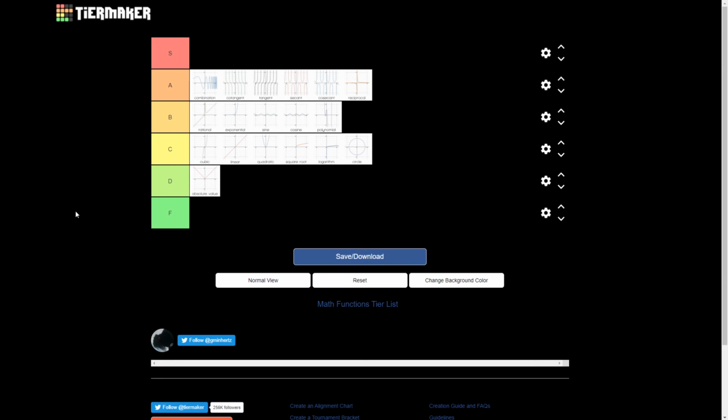Okay, so this is my tier list of mathematical functions, made by GMIN Hertz down there, also known as on Twitter.